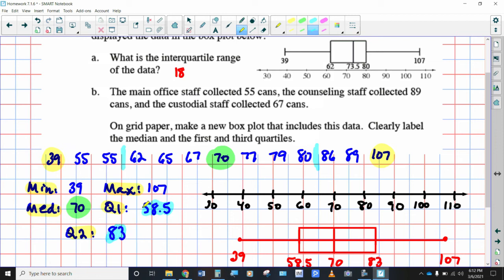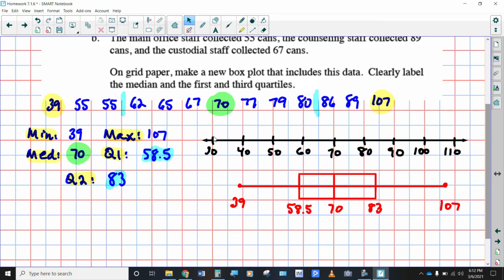So now we're going to plug this data into a new number line. So our new number line has to be properly scaled. We need to be able to fit the minimum and the maximum. So I went from 30 to 110. I decided to count by tens. So where does 39 fit on here? Right around here. Where does 107 fit? That's 105, so 107 is going to be right around here.